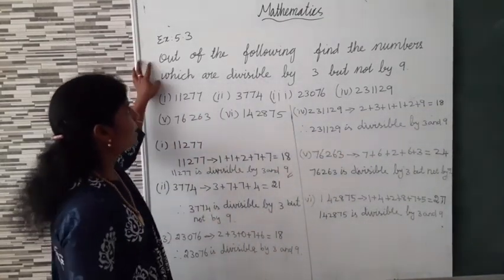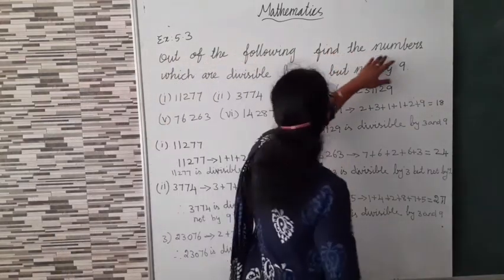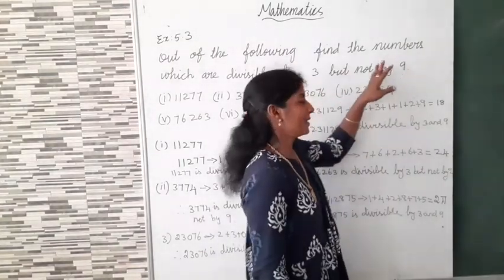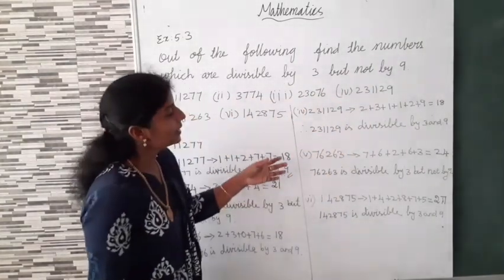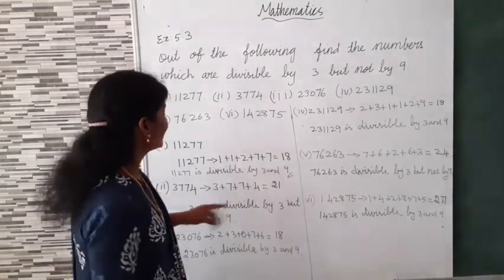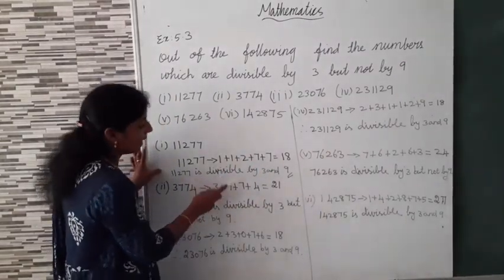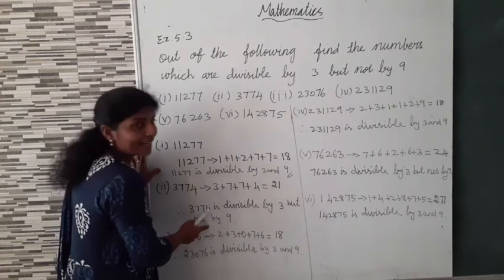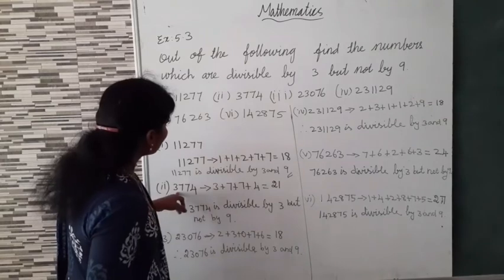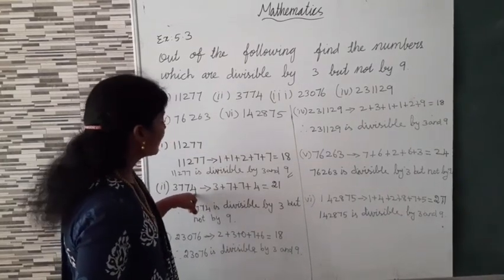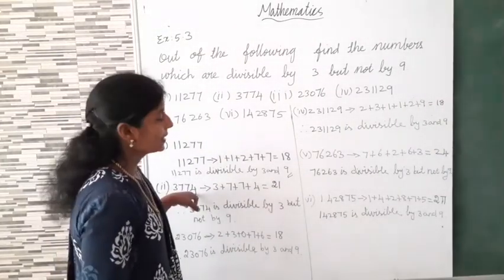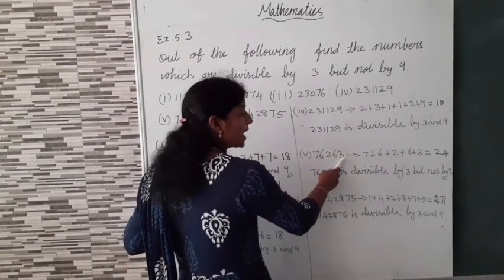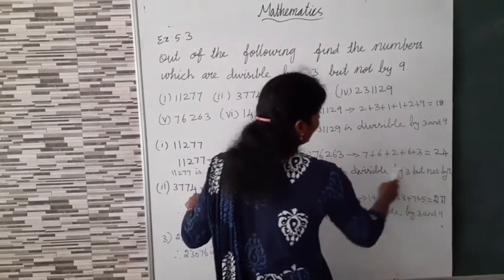Now what is the question? Out of the following, find the numbers which are divisible by 3 but not by 9. That number is not divisible by 9, but it is divisible by only 3. So 3,774 is not divisible by 9, it's divisible by 3. Again 76,263 is also divisible by 3 but not by 9.